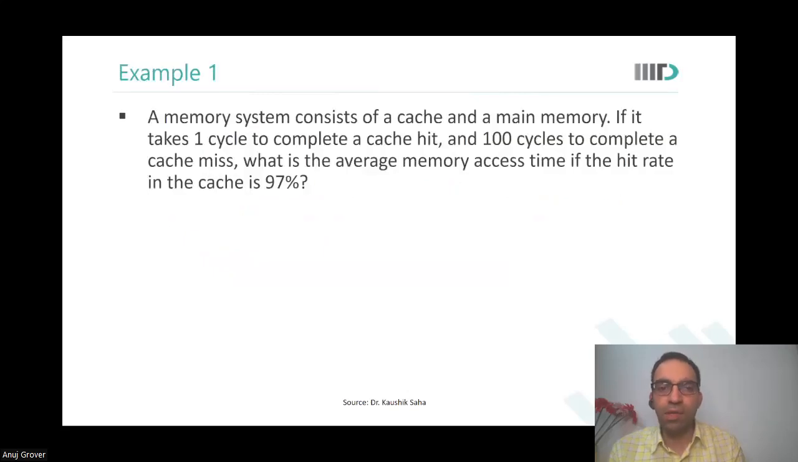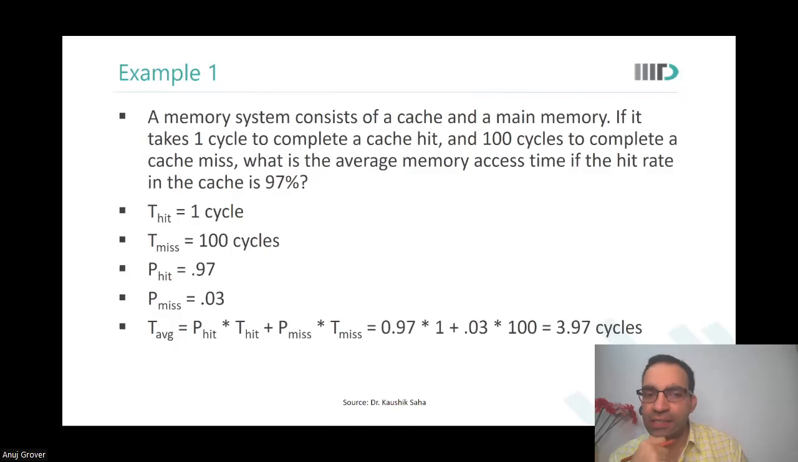Let's take an example. A memory system consists of a cache and the main memory. If it takes one cycle to complete a cache hit and 100 cycles to complete a cache miss, what is the memory average access time? Can you find this out? If the hit rate is, say, 97%, can you find this out? So 3.97 cycles. Is this clear?